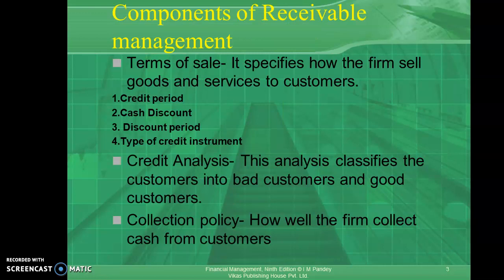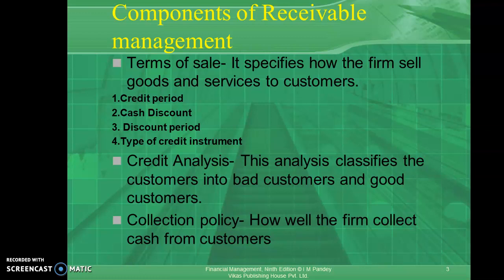Let's look into the components of receivables management. We discussed the meaning of receivables management: how the firm sells goods to the customers and how the firm collects the cash from the customers. This receivables management consists of three important components. The first component is known as terms of sale. It clearly specifies and establishes how the firm sells the goods and services to the customers and what the terms and conditions between the buyer and seller are in that particular agreement. That's the most important part of receivables management.